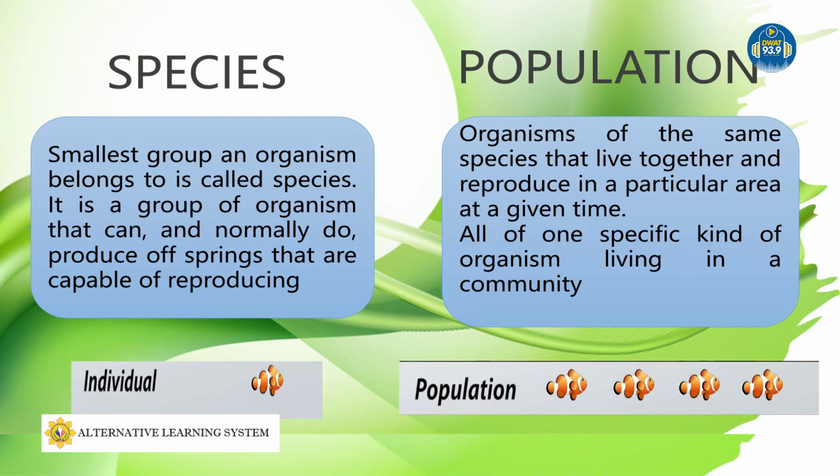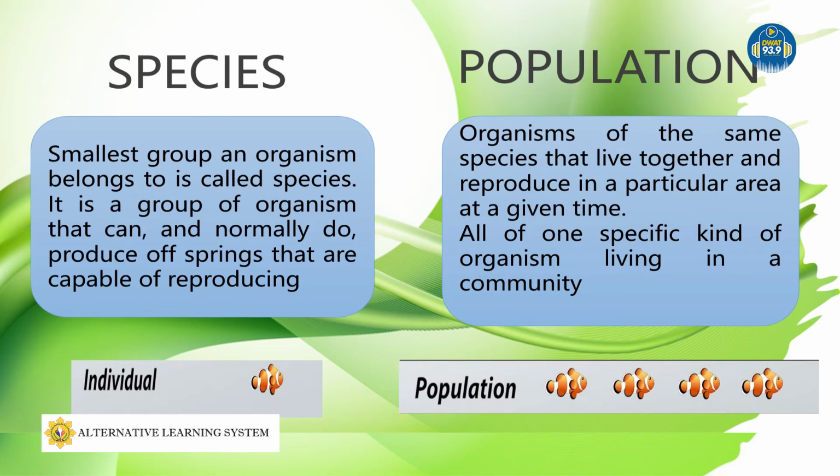Species. The smallest group an organism belongs to is called species. It is a group of organisms that can, and normally do, produce offsprings that are capable of reproducing. Population. Population is an organism of the same species that live together and reproduce in a particular area at a given time. All of one specific kind of organism living in a community.